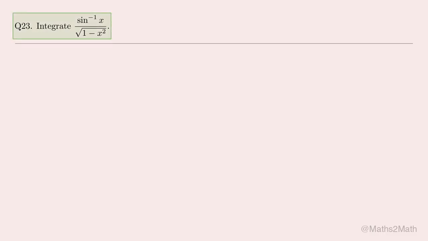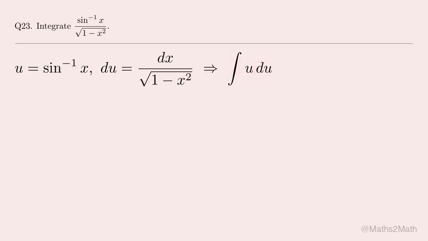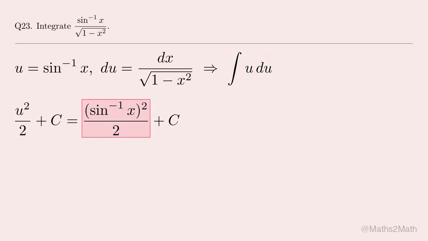Question 23. Inverse sine with its own derivative underneath. U and du pair up perfectly. U equals inverse sine x. Half u squared.